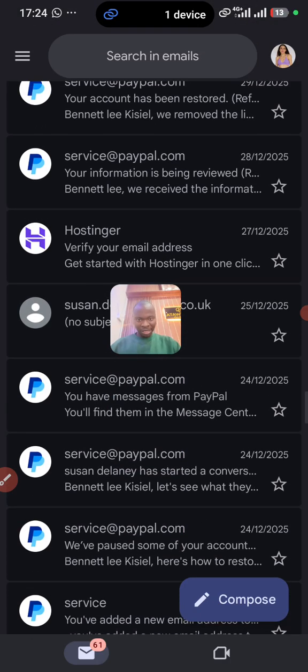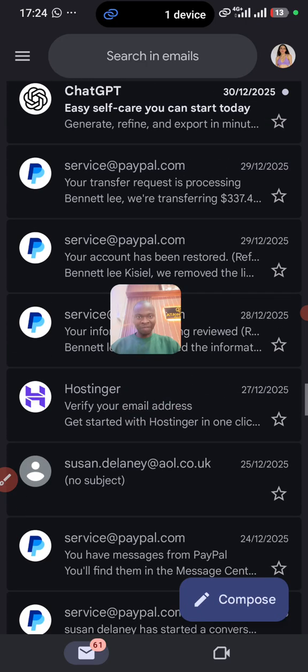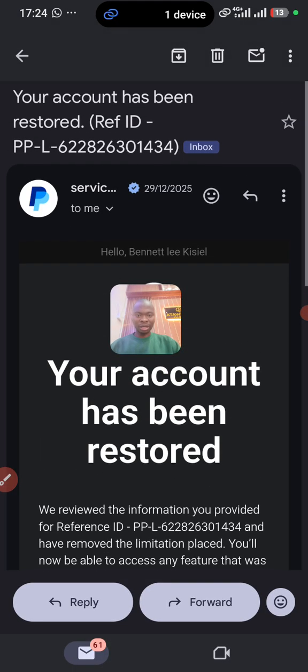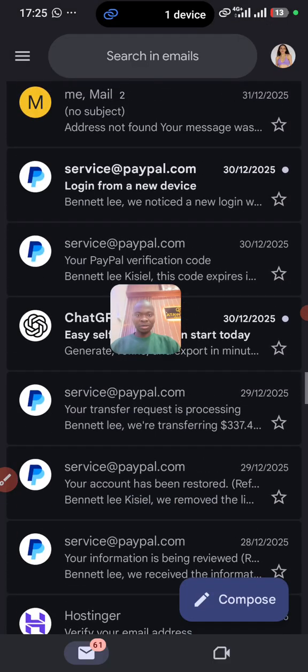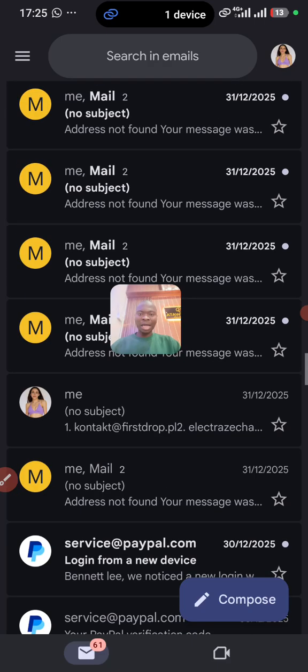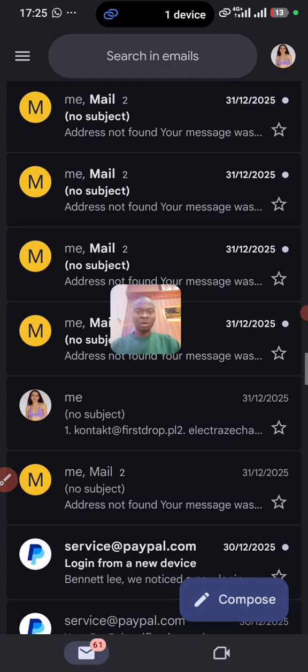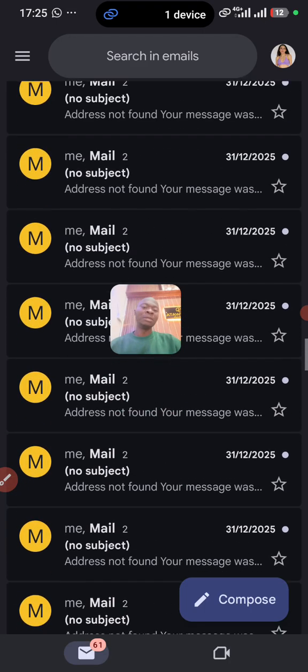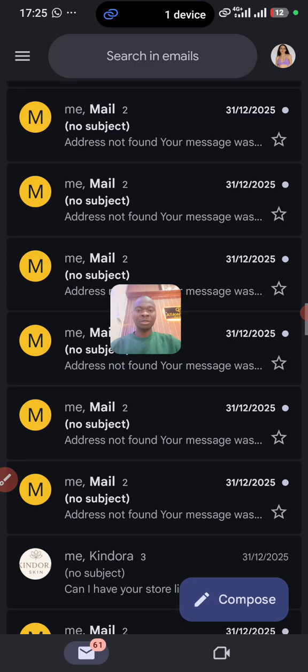They asked me to provide my information. I provided it, and they restored my account. As you can see, the account has been restored. That's how I restore almost all my accounts, because I follow the right way of creating accounts. And once I have any limitation, I have my ways of chatting with them, of telling them what's up with my account. Most of the time they lift the limitation for me.